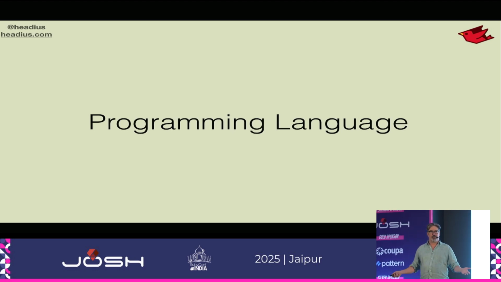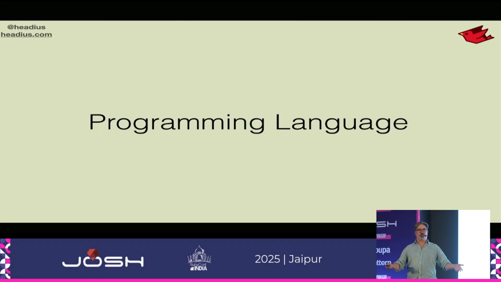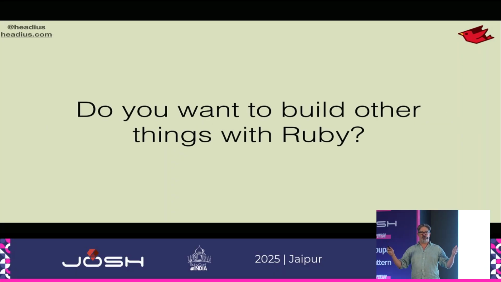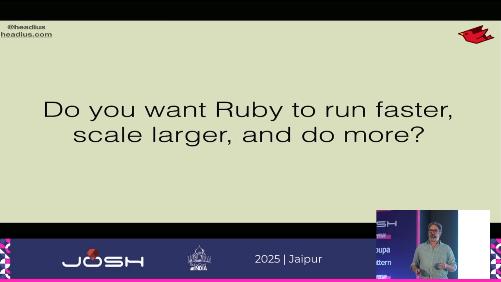Ruby is a programming language that we can use anywhere. We can use it for all sorts of problems, more than web applications, more than just building on the standard implementation. Do you want to do more Ruby? Do you want to be able to use more Ruby every day? Let me hear. Yes, of course, we want to be able to use Ruby everywhere. Do you want to build other things with Ruby, other than just the standard Rails web app, standard deploying on regular Ruby, right? Of course we do. Do you want Ruby to run faster, to scale to larger heights, and to do more for you? Of course we do, yes.